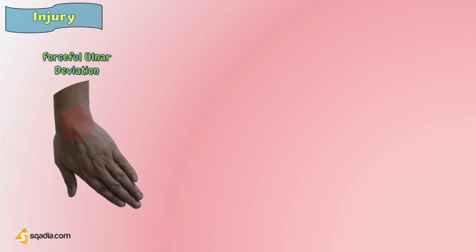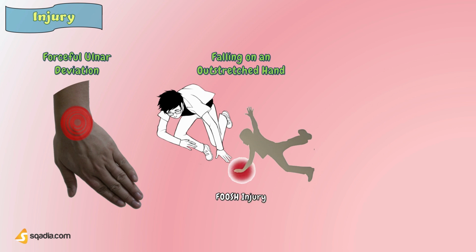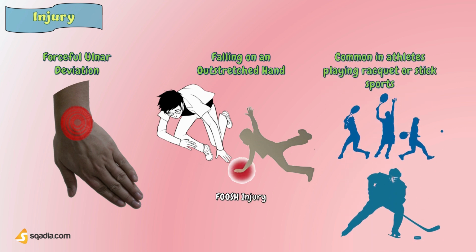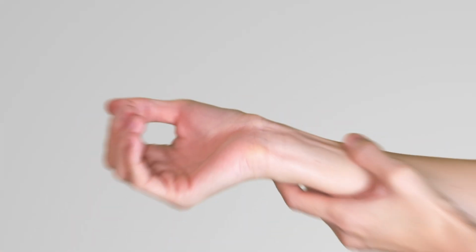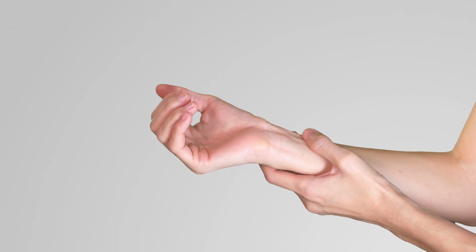The mechanism of injury to the triangular fibrocartilage complex is discussed by many anatomists and researchers. It is often injured in forced ulnar deviation or falling on an outstretched hand. It is common in athletes playing racket or stick sports. TFCC injury should be investigated following a distal radius fracture and wherever distal radioulnar joint instability exists.